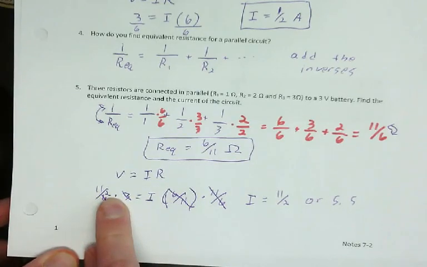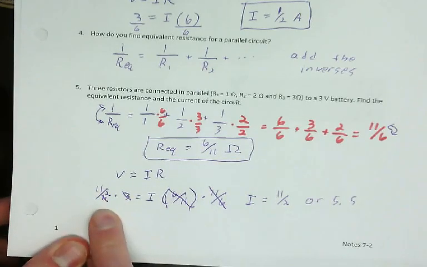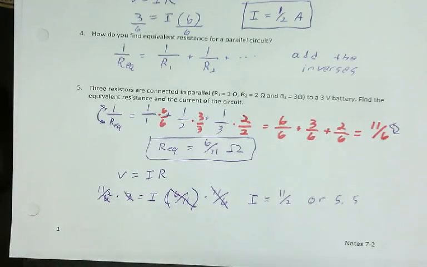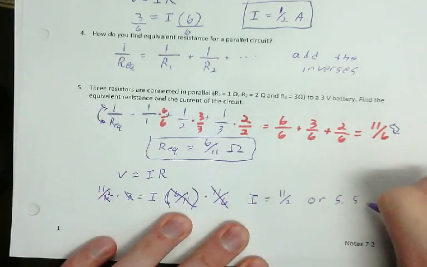Or it could be 5.5. Otherwise, you'll get 33 over 6, and you can simplify that down from there. So 11 halves or 5.5.